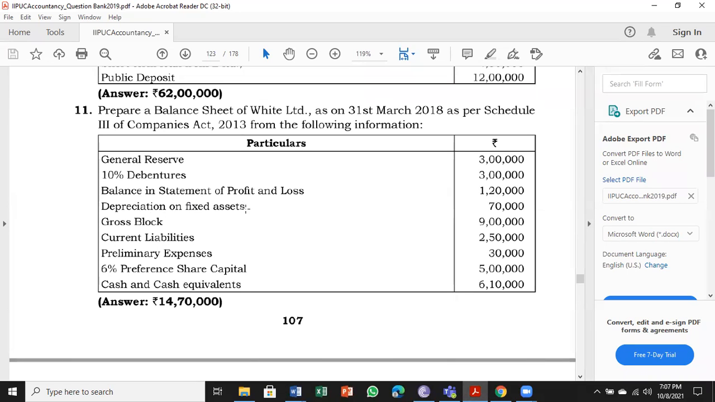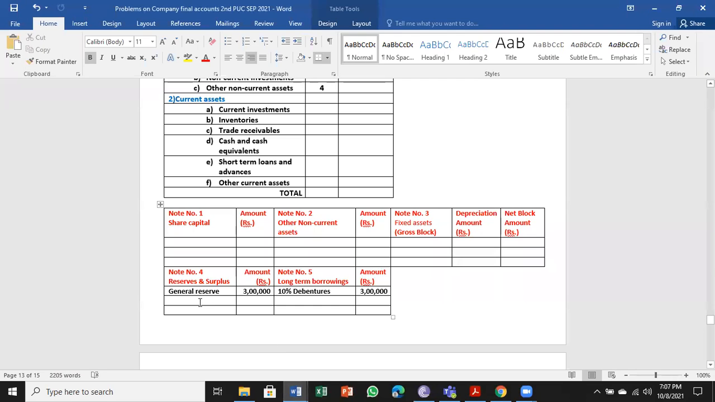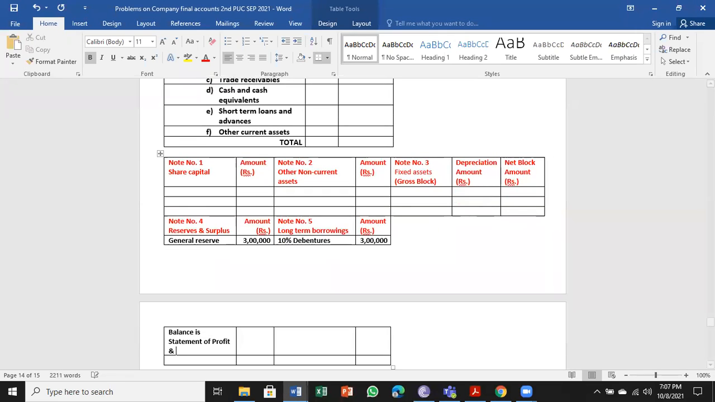Next, balance in statement of profit or loss. As I told, it is a profit after tax. In the income statement, it is called surplus. Profit is called surplus, another name. So I'm writing that particular item there. They have not told whether it is a profit or loss, but it is understood. Balance in statement of profit and loss.